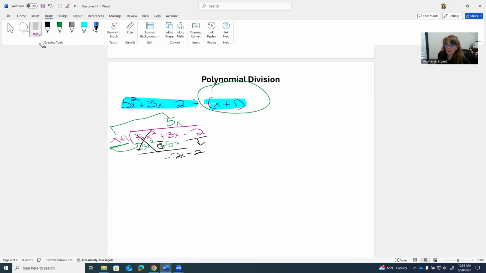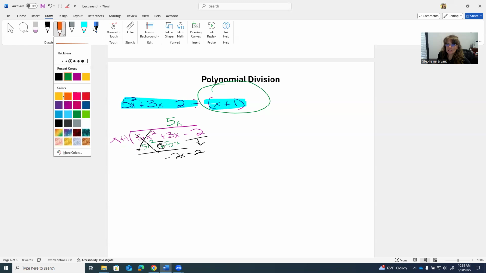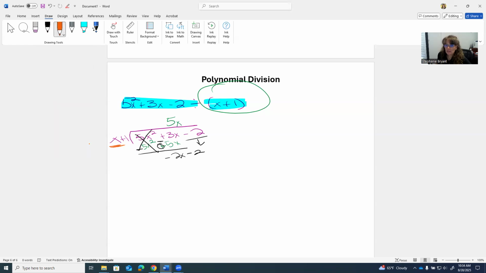Now let's change this up a little bit, and let's ask ourselves, this x, times what do I have to multiply to get this negative 2x? So this positive x, we're going to multiply it by -2. -2 times that positive x is a negative 2x. -2 times that positive 1 is a -2.